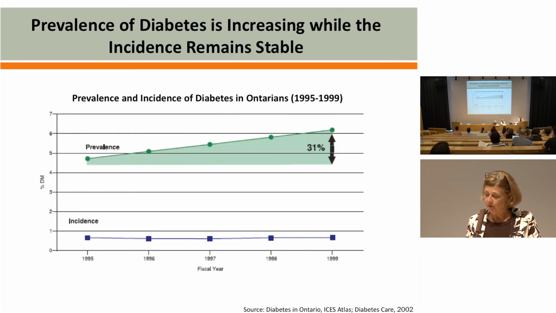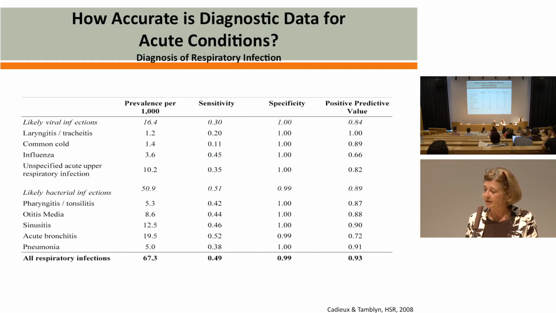So if you look at things that have been done with respect to that, Ontario looked at, for example, the change in incidence, which was none, and change in prevalence of diabetes. So really what it is, is more diabetics living longer that need to be managed. And so this was useful in terms of health system planning.